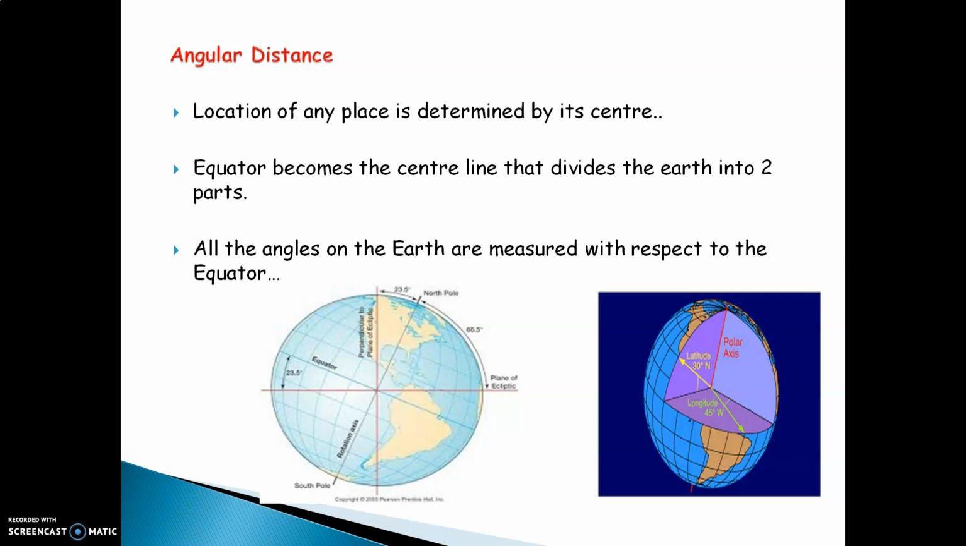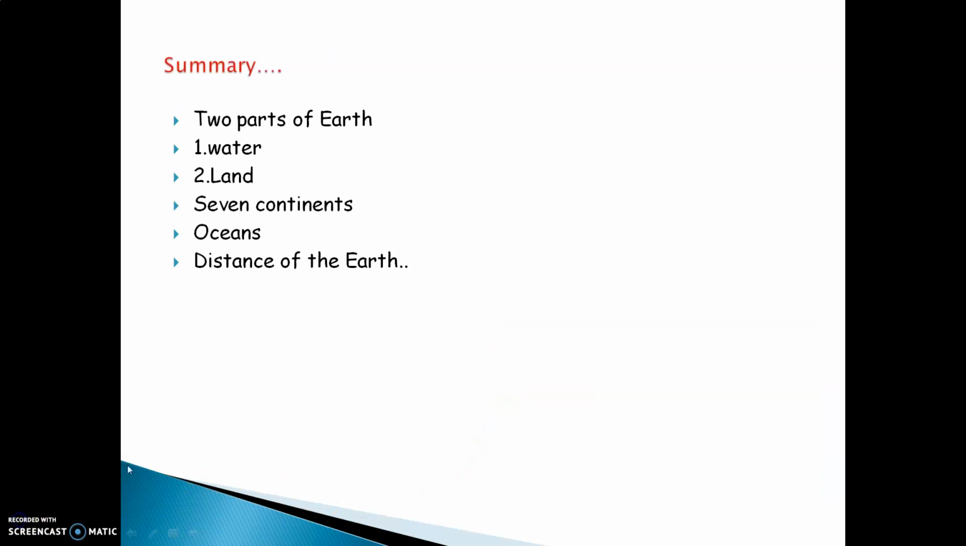Similarly, it happens in the south. If you place your protector on the equator and go downwards, you will realize that when we come to 90 degrees, that is where the South Pole is. That is called the angular distance from the equator, from the center towards the North Pole and the South Pole. Let us summarize what we have learned.